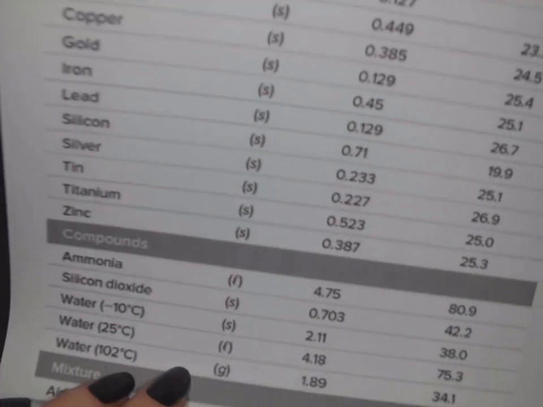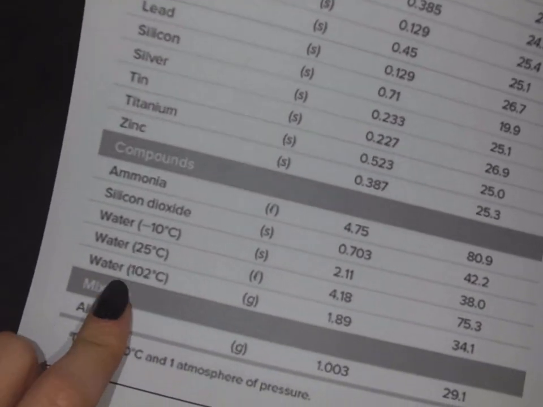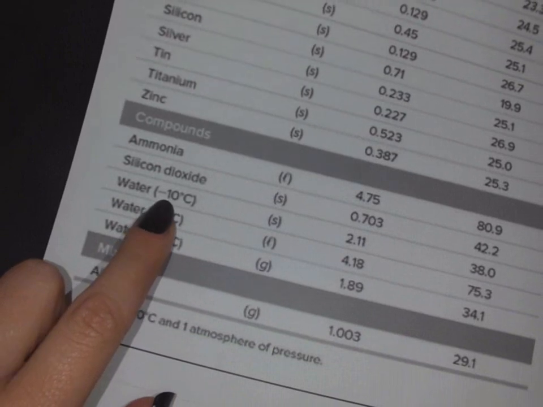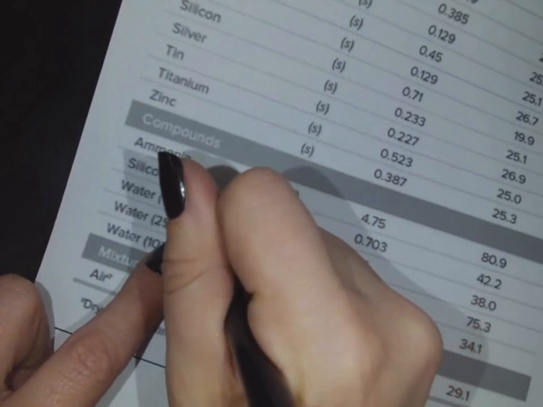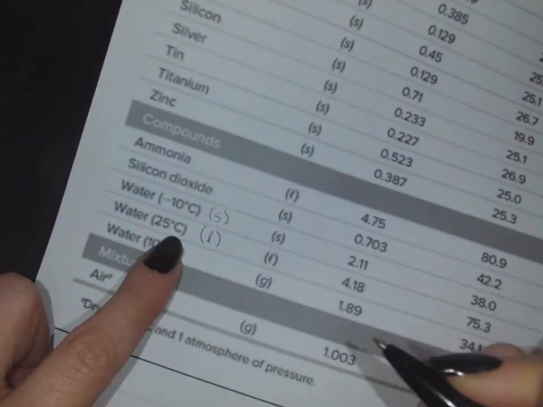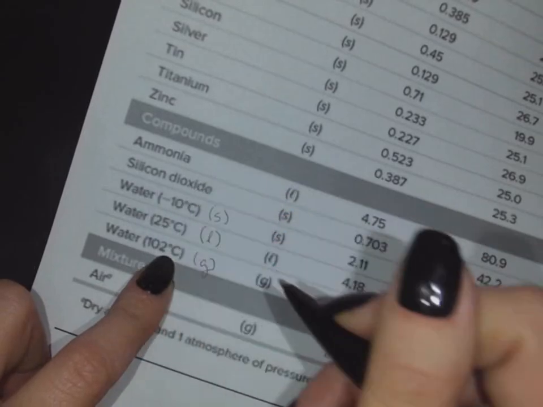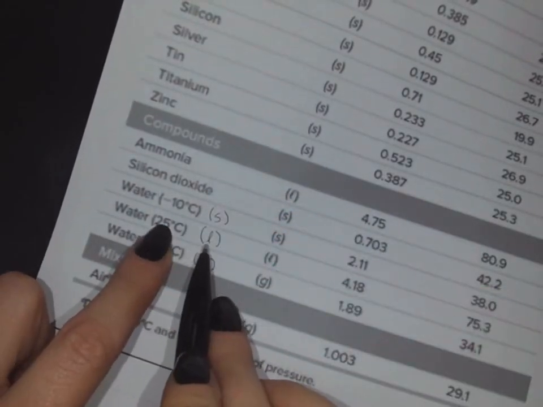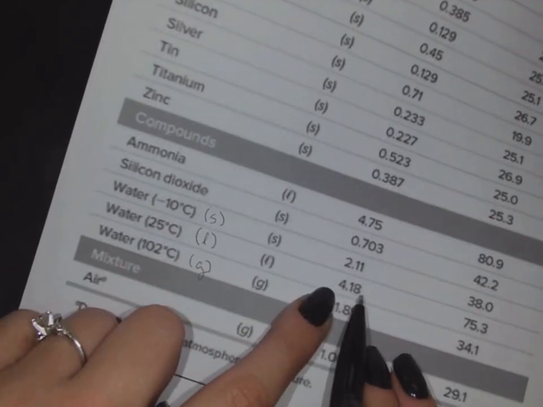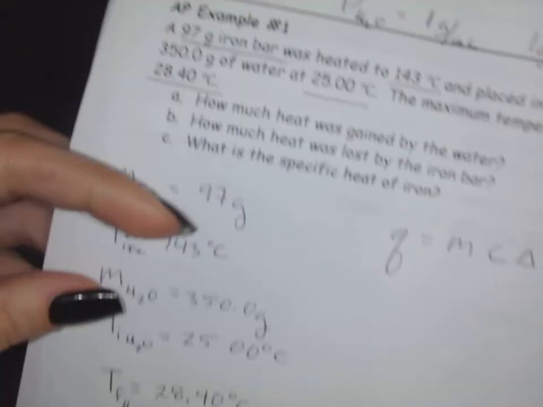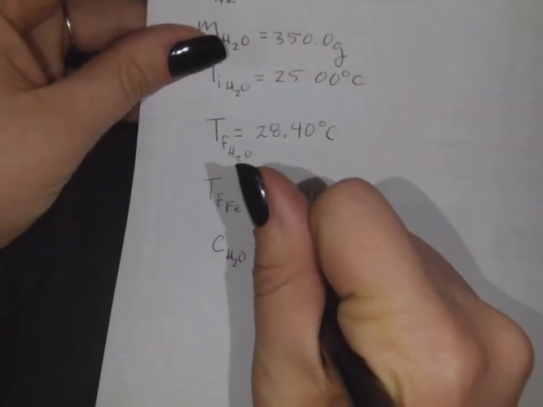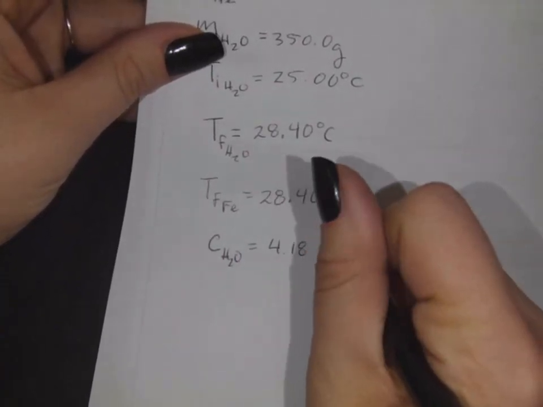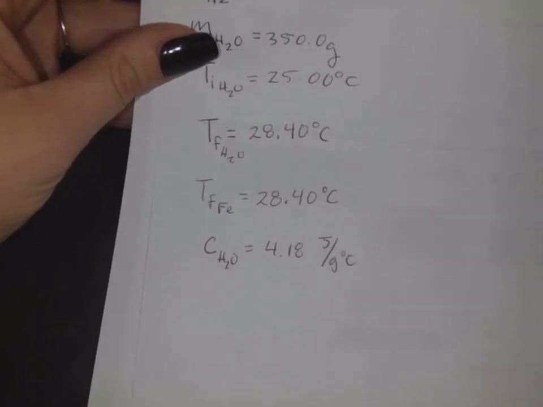On page 22, we have this big list here, and I have water. So this is negative 10 degrees Celsius, or think of it more like solid, like ice. And then 25 degrees Celsius, which is more like liquid. And then this is boiling, this is gas. So liquid water, which is what we're dealing with, has a specific heat capacity of 4.18. So the heat capacity of liquid water was 4.18 joules per gram degrees Celsius.